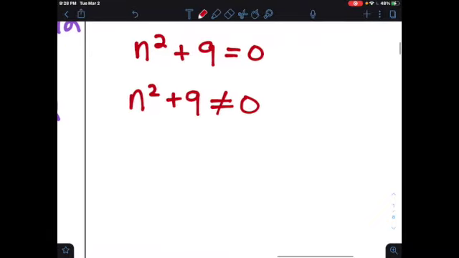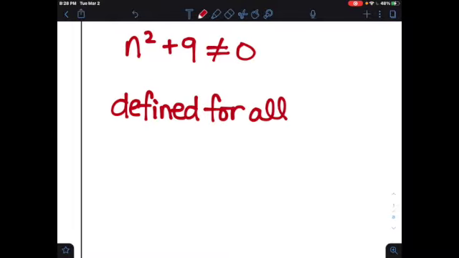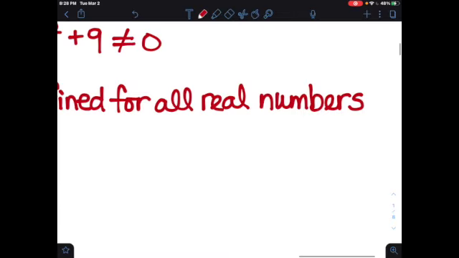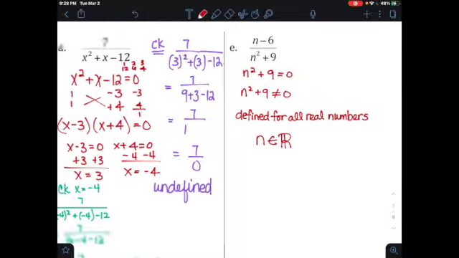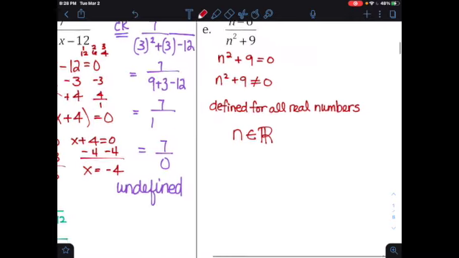And because of that, every single number works. So there's no such thing as undefined. So what we're going to write down is defined for all real numbers. So that means all n works. n is an element of, if you want to, all real numbers. You want to write that too. That is a situation that's a little different than the other one, because the denominator cannot equal 0.